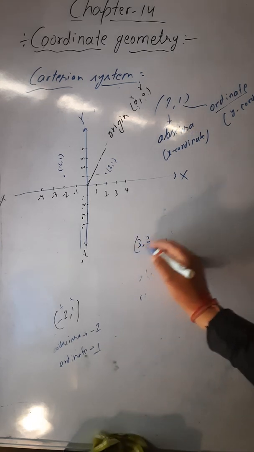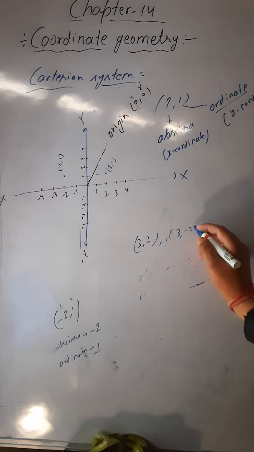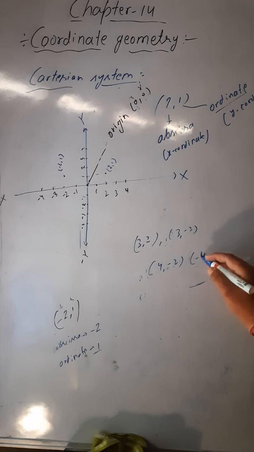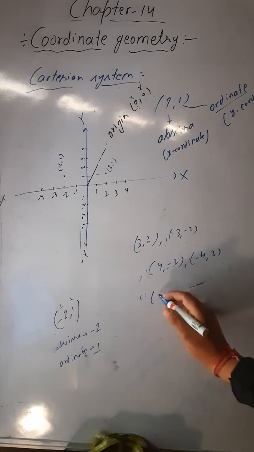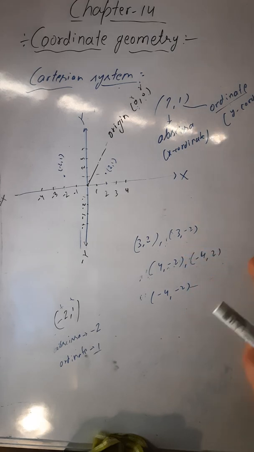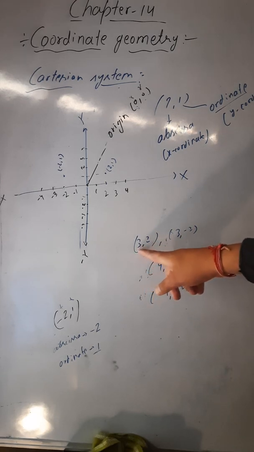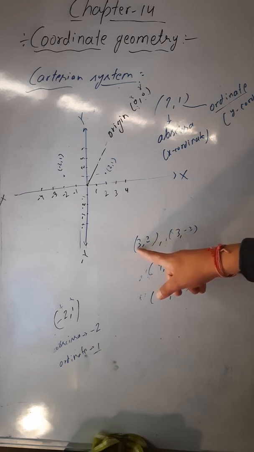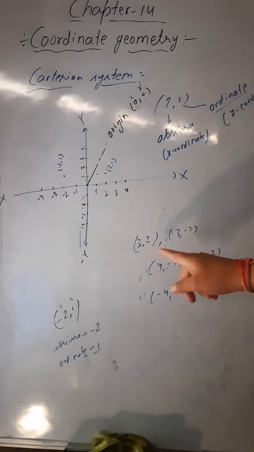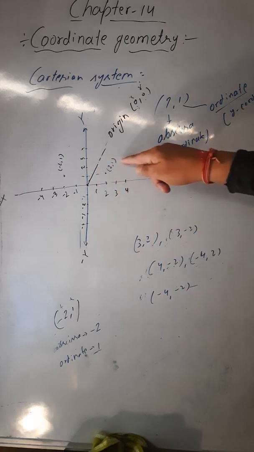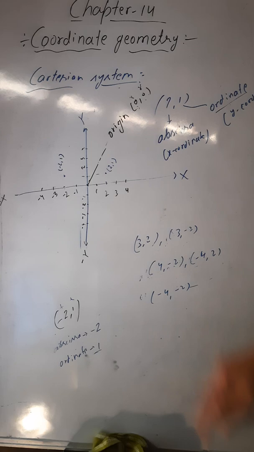3, 2; 3, -2; 4, -2; -4, 2; -4, -2. So these are the points which you have to locate here. Let me define it. First one, along the x-axis, abscissa is 3 and ordinate is 2 here. So along the x-axis you will move 3 and along the y-axis you will move 2. So this one point will be 3, 2.